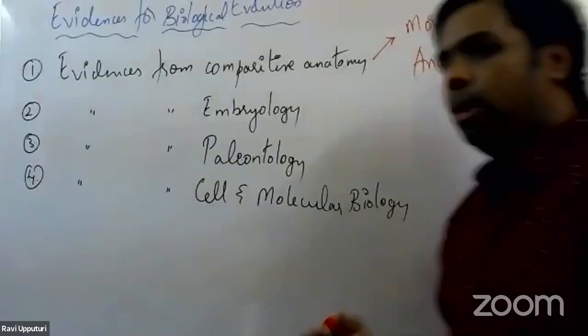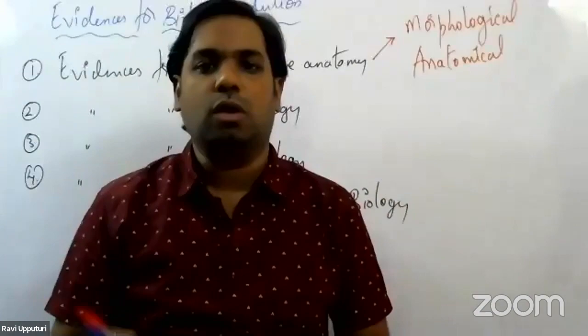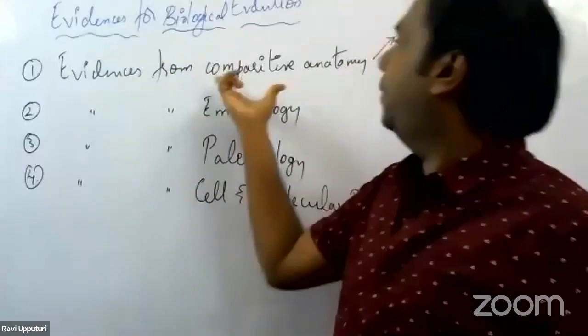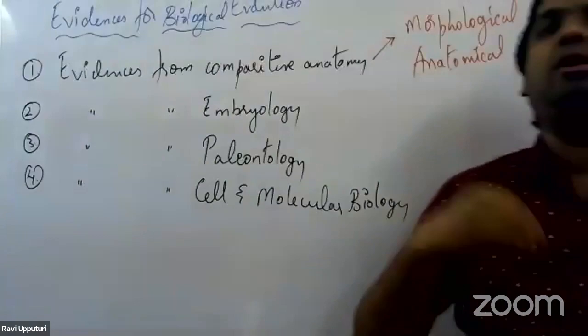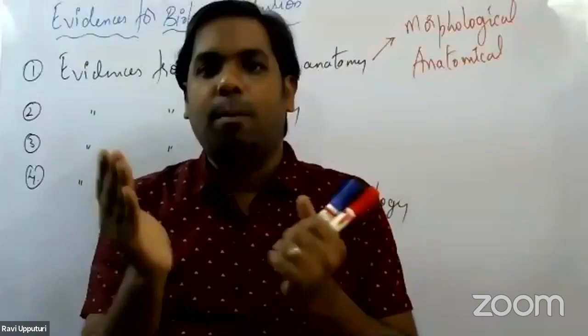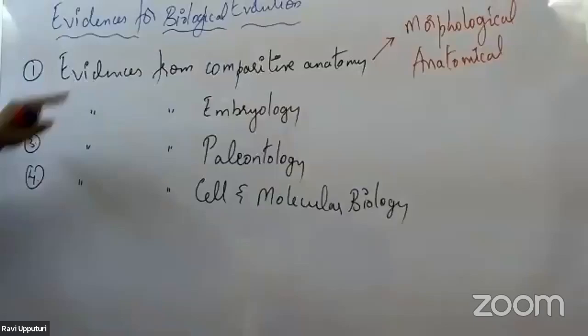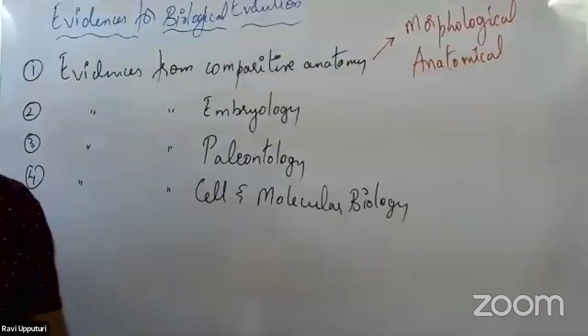So what does this mean? I hope all are familiar with the terms morphology and anatomy, right? Morphology is nothing but the study of the external characteristic features of a particular organism. Anatomy is the study of the internal features or internal structures of an organism. So by comparing the morphology as well as the anatomy of different organisms, we will be able to say how exactly evolution has taken place. That is the first branch scientists have studied: evidences from comparative anatomy, that is, morphological and anatomical evidences.